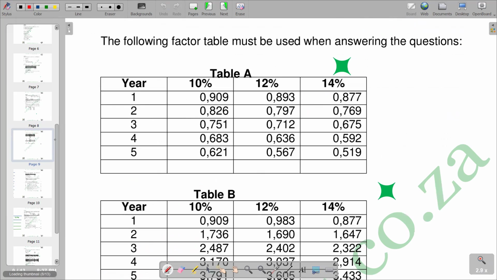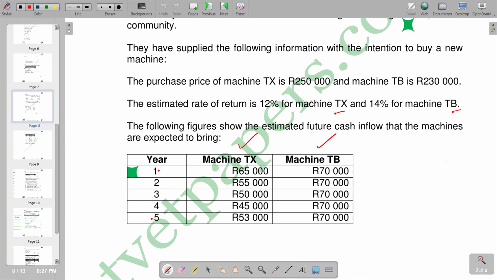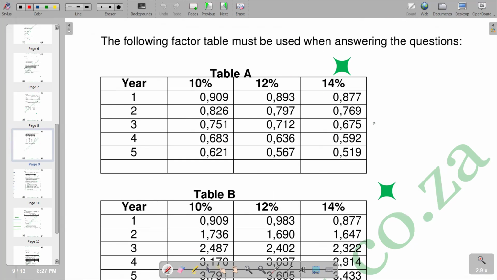So we are also given two tables that we have for the factors. The following factor table must be used when answering the question. Obviously, in the first table, we are going to have the factors that apply when we have different cash inflows for different years. For example, if you refer back to the inflows, you see that for Machine TX, we have different future cash inflows for year 1 to year 5. So this is going to apply for the first table.